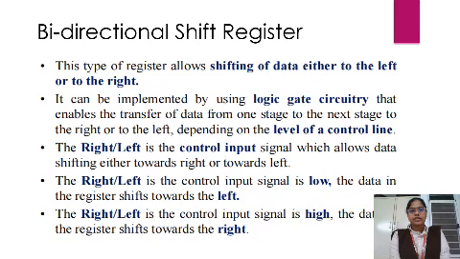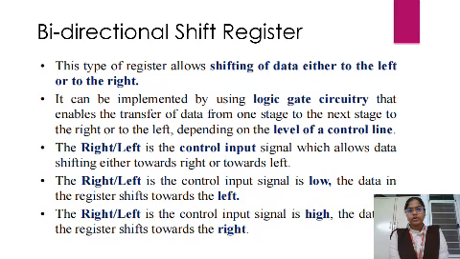Bidirectional shift register. This type of register allows shifting of data either to the left or to the right. It can be implemented using logic gate circuitry that enables the transfer of data from one stage to the next stage, to the right or to the left, depending on the level of control. The right or left signal is a control input signal which allows data shifting either towards right or towards left.